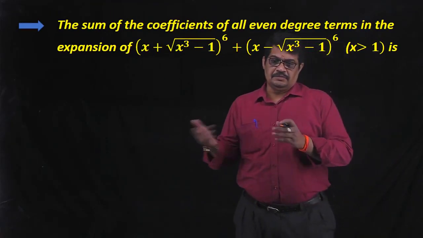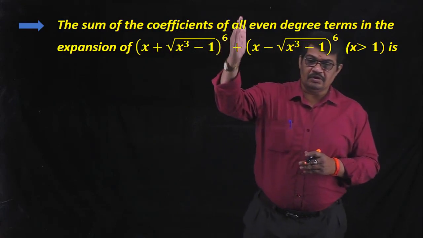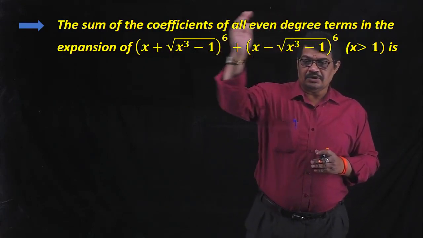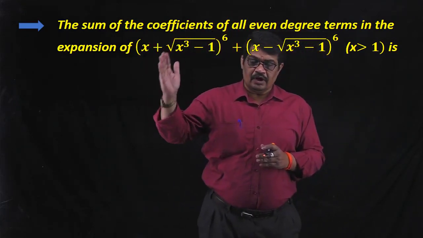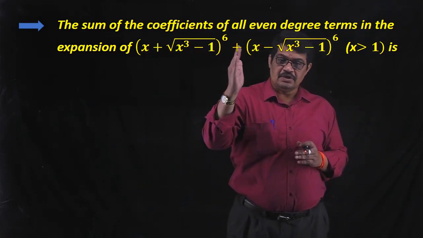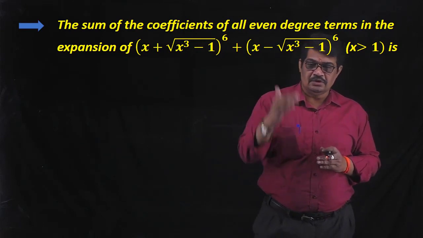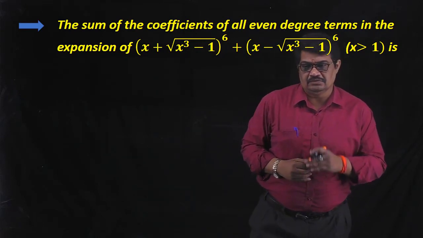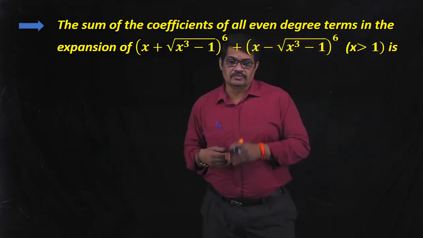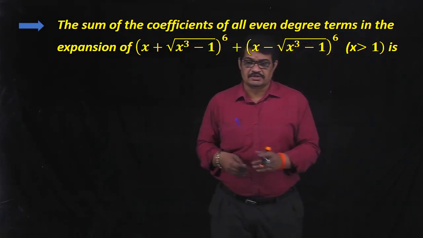See the problem. The sum of the coefficients of all even degree terms in the expansion of (x plus root of x cube minus 1) whole power 6 plus (x minus root of x cube minus 1) whole power 6, where x is greater than 1. Now in this problem we have to find the sum of the coefficients of all even degree terms in this expansion.